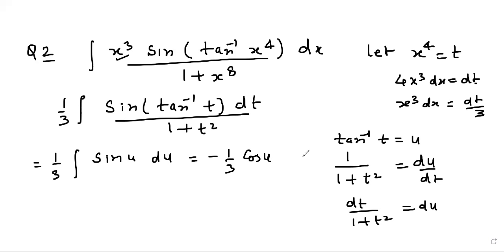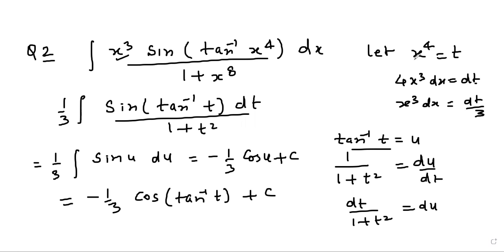So our question becomes 1 upon 4 integration of sine u du, and this will give minus 1 by 4 cos u plus c, and u equal to tan inverse t. Then we put t equal to x power 4. So minus 1 by 4 cos of tan inverse x power 4 plus c, which is our answer. Now consider the next question, question number 3.